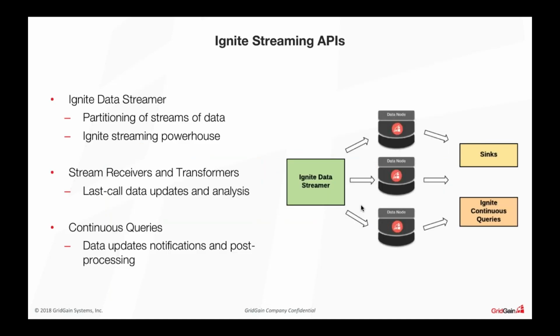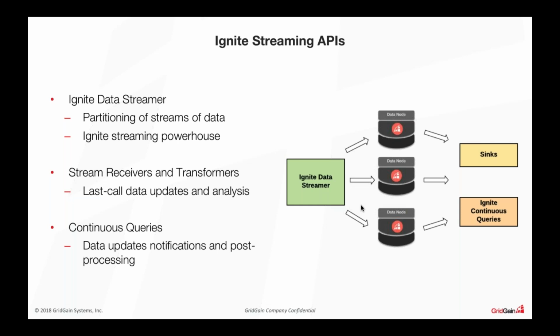Speaking about the essential building blocks of Ignite streaming capabilities, the true power horse of Ignite streaming APIs is the Ignite Data Streamer. If you have a look at the picture on this slide, you will find the Ignite Data Streamer to the left of the cluster. The whole purpose of Ignite Data Streamer is to push, stream, or flush data into the Ignite cluster the fastest way possible.